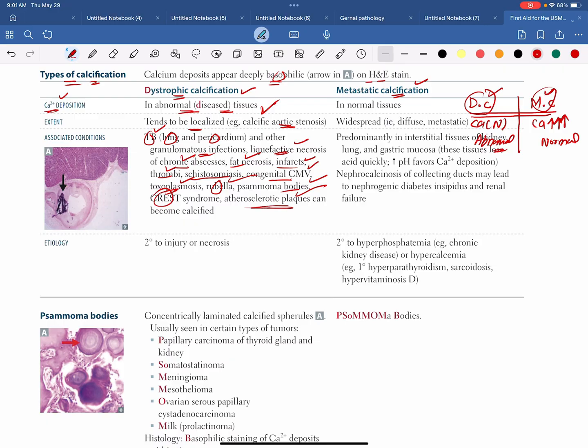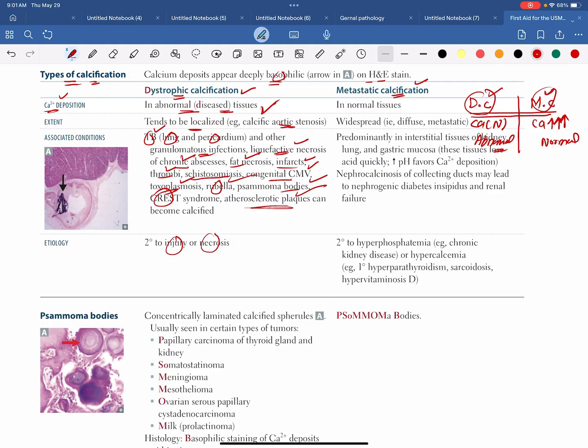Then what is the etiology? Basically, due to injury or necrosis, let's suppose your tissue is injured, that injured tissue will, you can say, catch the calcium. When that injured tissue catches the calcium, the calcium is deposited. So this is the etiology.